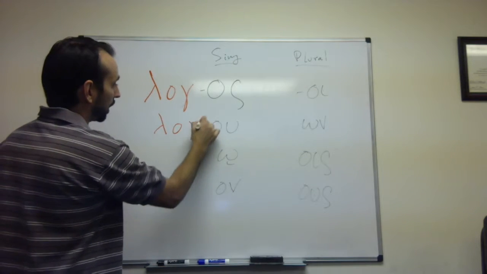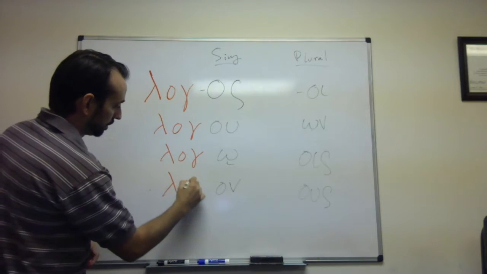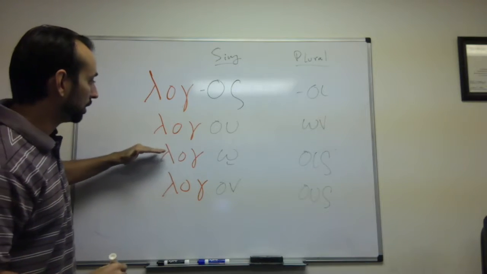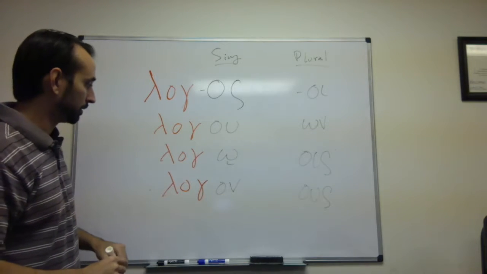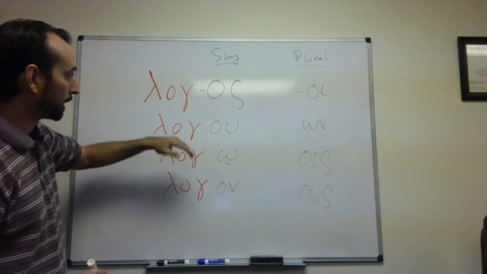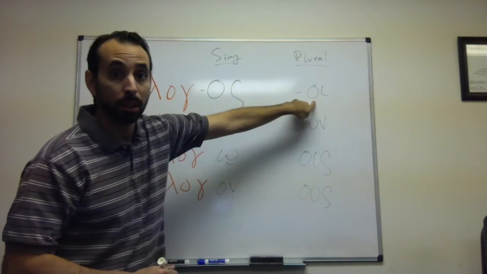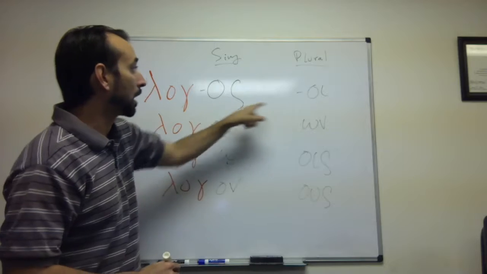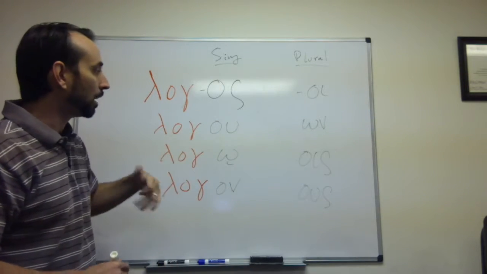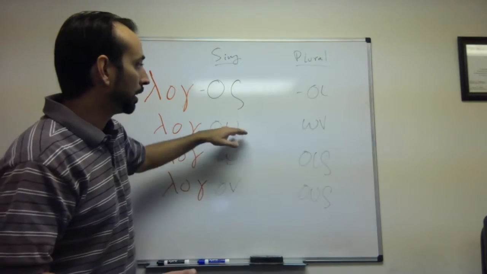So I've got logou, logo, and logon. Logon, sorry. Logos, logou, logo, logon. Okay? And each one of these endings would then dictate how you translate it. So if it's nominative, it's like a subject, you would just translate it word. Or if it's plural, words. If it's logoi, then it would be words. If it's logou, it's of the word, or usually we say, of a word.